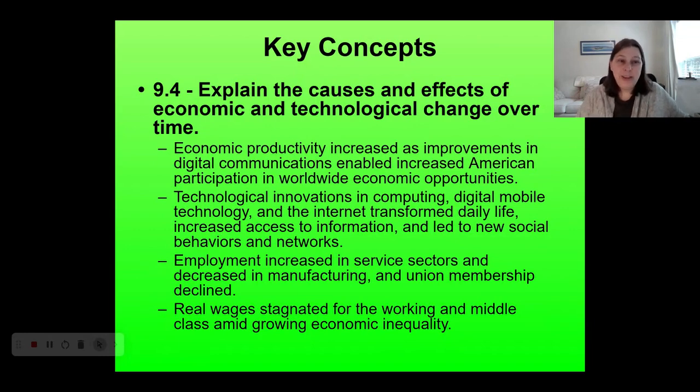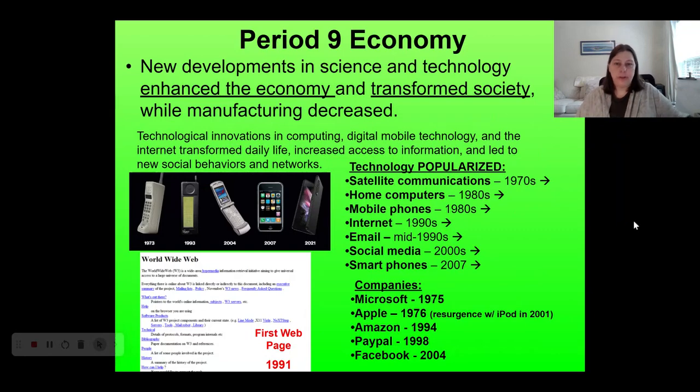changes in the economy and changes in technology. And those two things are very intertwined, right? What is largely changing in the economy mostly has to do with changes in technology. So a few things on that specifically. Number one, the College Board would like you to know that new developments in science and technology both enhanced the economy and transformed society in this time period. So for everything that I'm talking about on this slide, you should think a little bit about what's the economic impact, and then also what's the social impact.